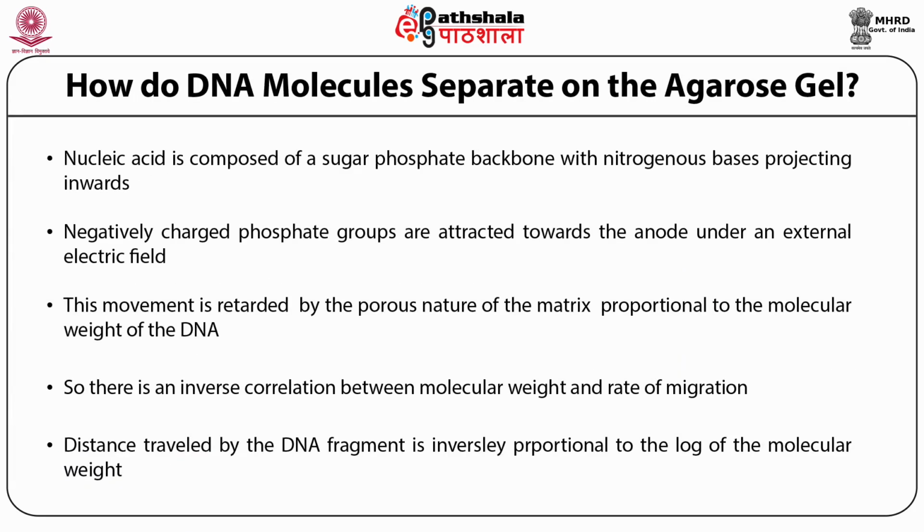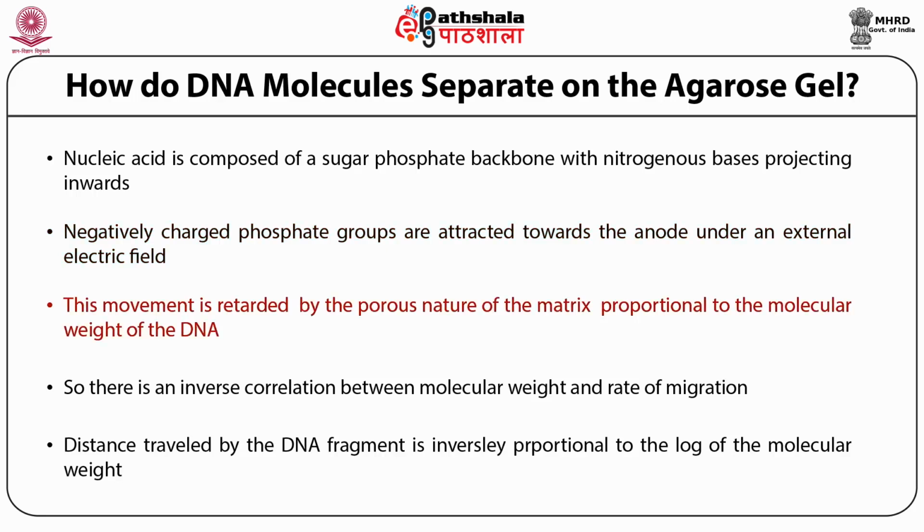So, how exactly do these DNA molecules separate on an agarose gel? Nucleic acid is composed of a sugar phosphate backbone with nitrogenous bases projecting inwards. The separation is based upon the fact that DNA is composed of negatively charged phosphate groups. When an external field, that is an electric field, is applied, the DNA molecules migrate towards the positive electrode. While traversing the porous matrix of the gel, you can think of it as a sieve, the DNA molecules experience a retardation in movement provided by the pores of the matrix.